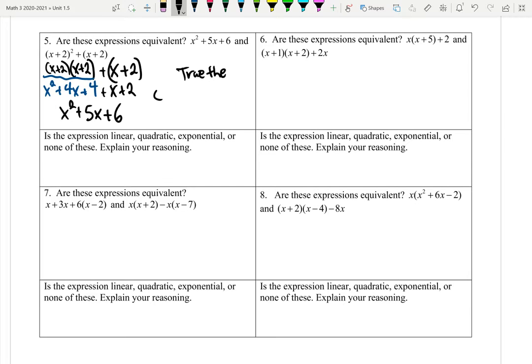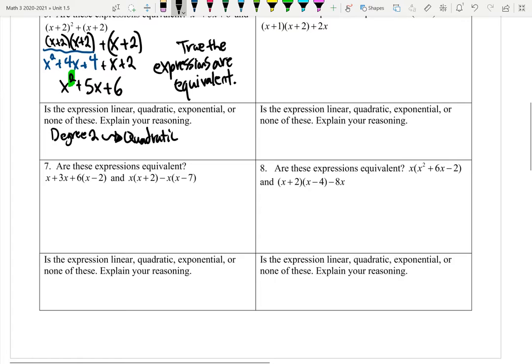The expressions are equivalent. Not initially, but after we simplified it, both of them resemble the same form. In order to find what it looks like, I look at the highest degree. Since it is degree 2, it must be quadratic. All right, let's keep doing a couple more.